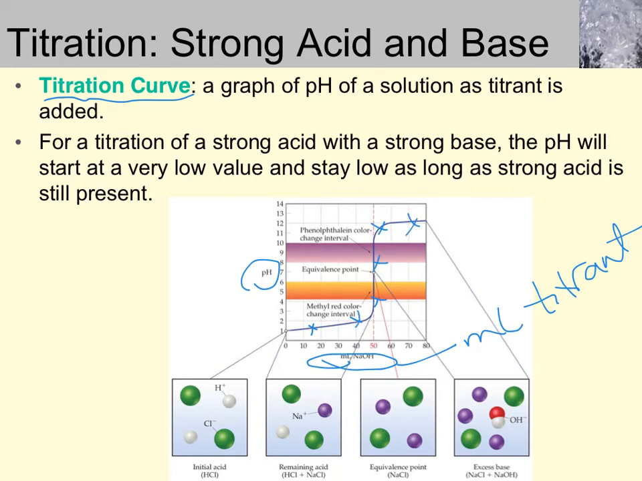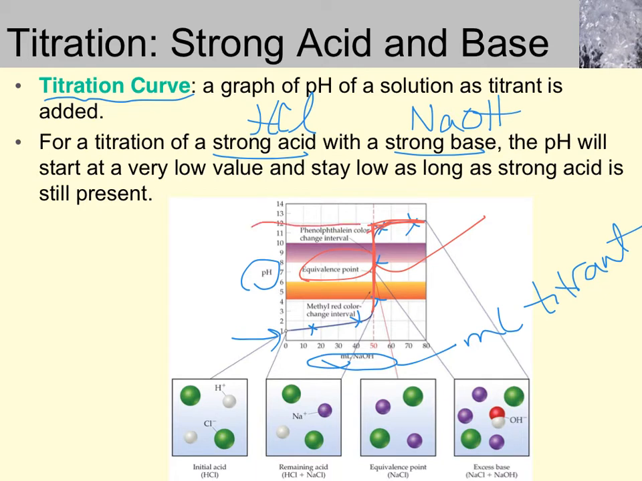And if we titrate a strong acid, like hydrochloric acid, with a strong base, like NaOH, for example, the pH starts at a very low pH, as you would expect for a strong acid. You get a very sharp jump at the equivalence point, and then it levels off at a relatively high pH. That's a typical curve for titrating a strong acid with a strong base.